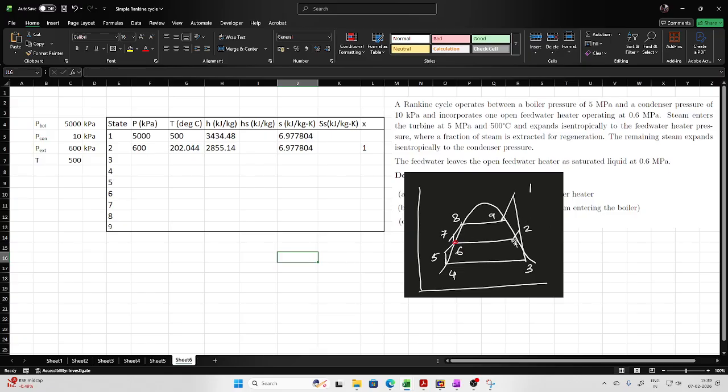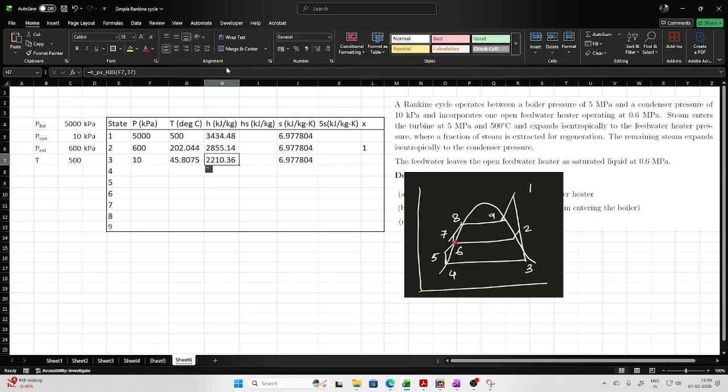Dryness fraction only varies from 0 to 1. Now comes point number 3. So the pressure is the condenser pressure, and the entropy has to be the same as that of 1 and 2. So this will be the one. Then comes enthalpy, so we'll be doing the same thing, and then comes temperature, we'll be doing the same thing.